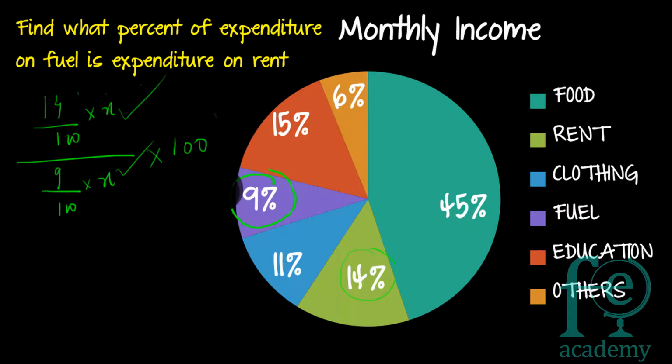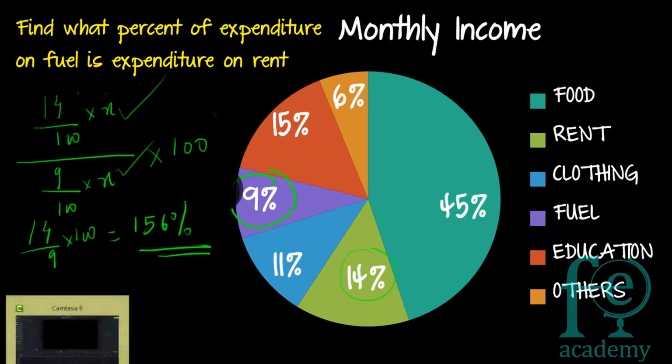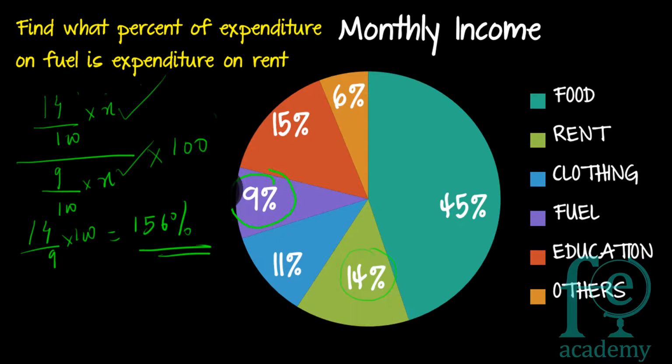So you will be getting 14 by 9 into 100, which will be giving you 156%. So expenditure on rent is 156% of expenditure on fuel.